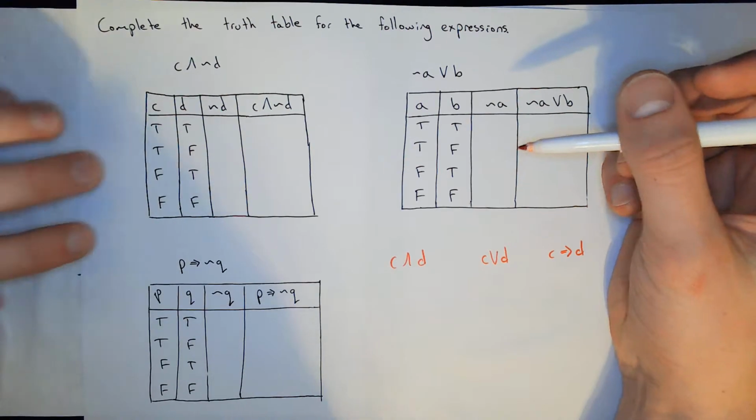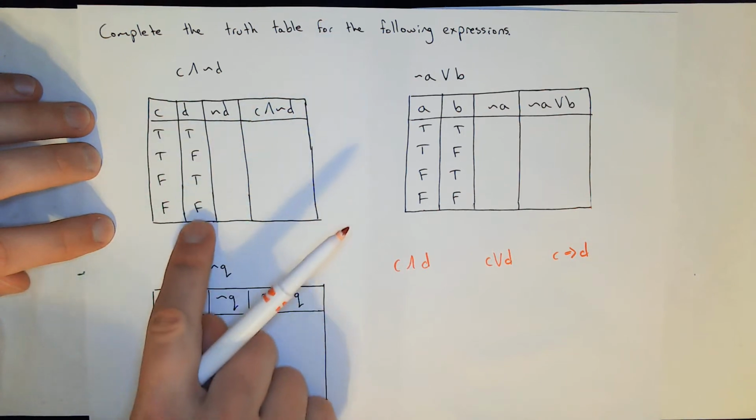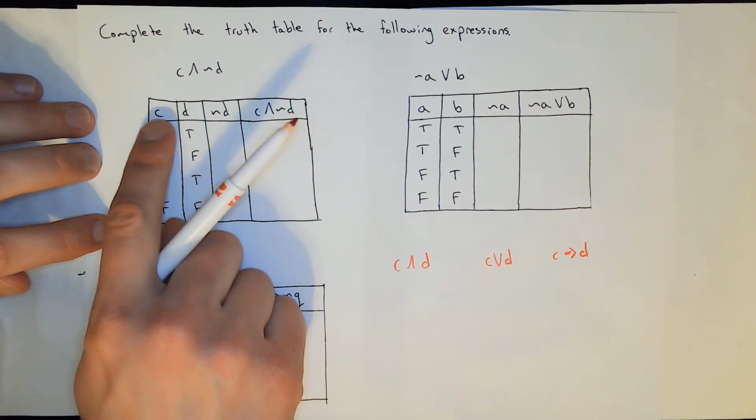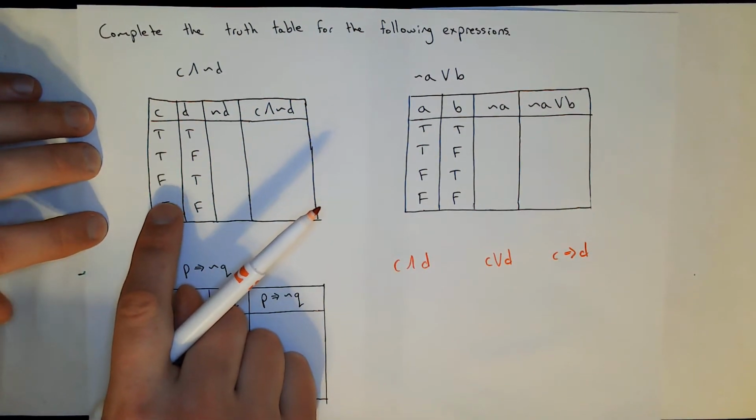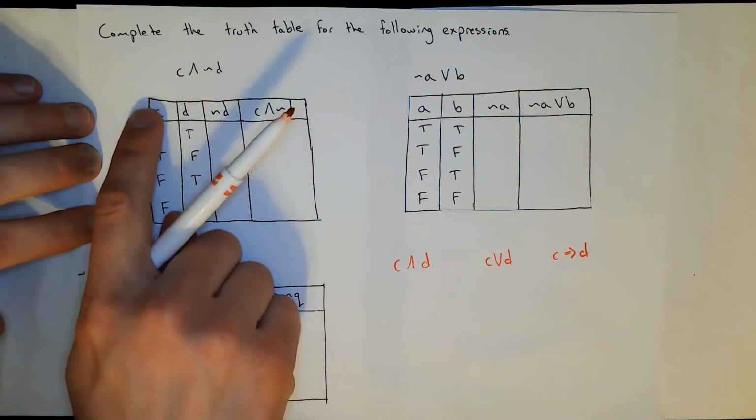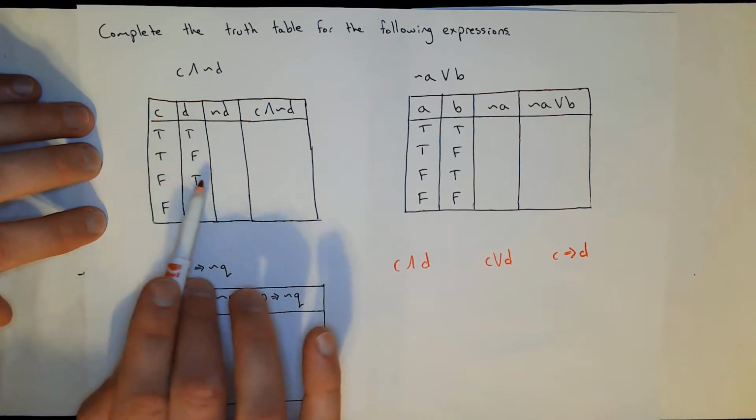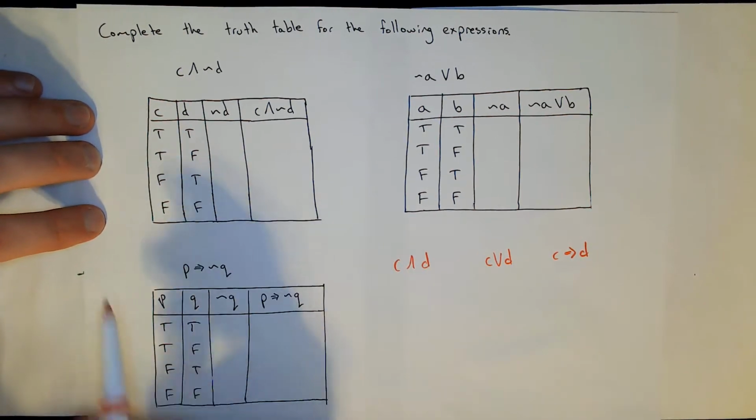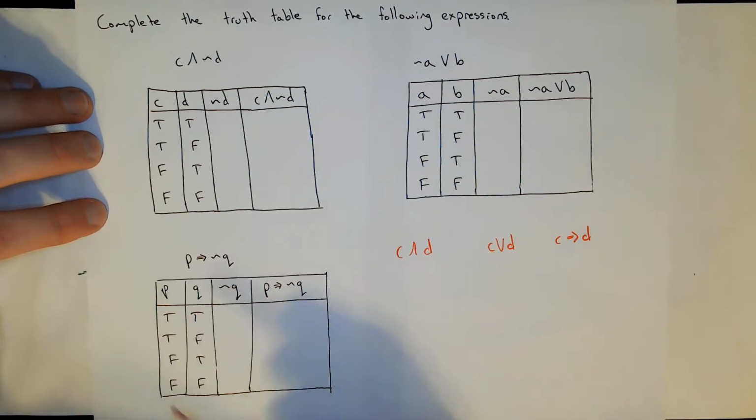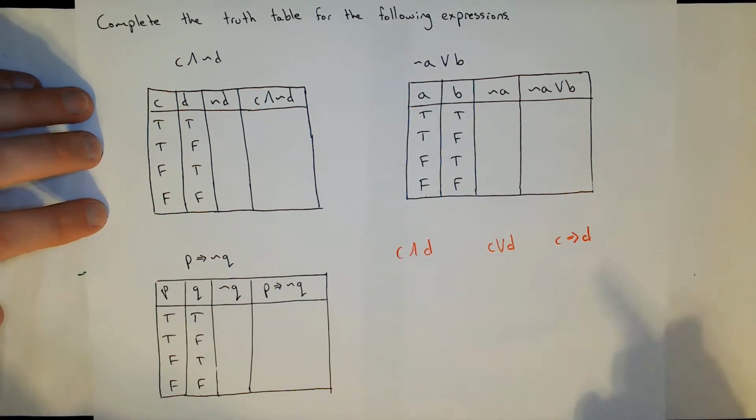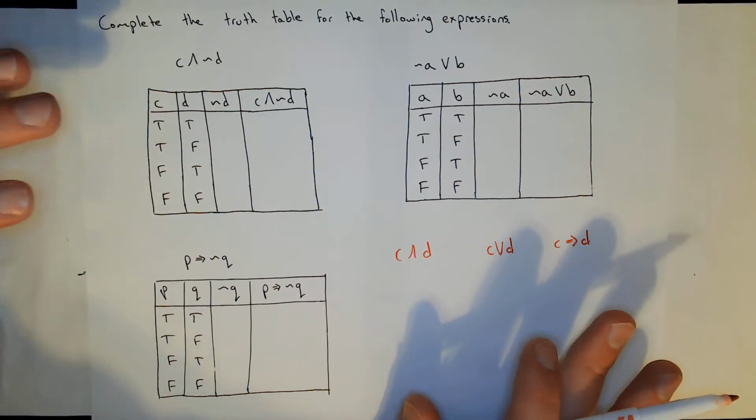The first thing that's already done in this problem is the base: the 4 possible combinations of truth, either true or false, have already been listed for our 2 variables. So I've got true, true, true, false, false, true, false, false. That's every combination that's possible given 2 variables, and that's why all of these are the same size. That's not really part of the problem anyway, that's just setting it up.